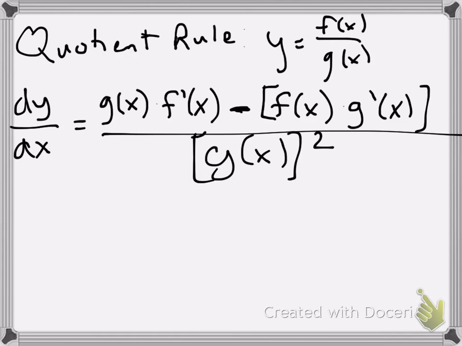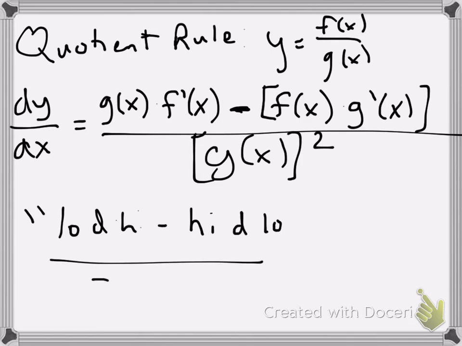Here's another way we can do this. There's a chant that I've learned to remember this. I go low d high minus high d low, square the bottom, and away you go. And by d, I mean derivative. So low, g, times the derivative of the high, f of x, minus the high, f of x, times the derivative of the low, g prime x, all over the bottom squared, g of x squared, okay?